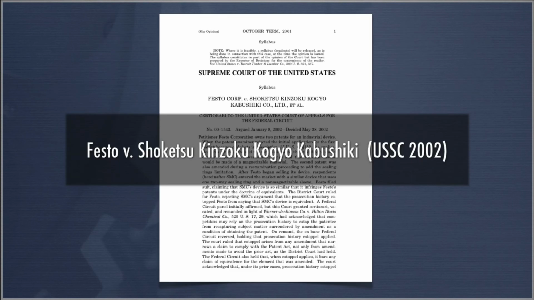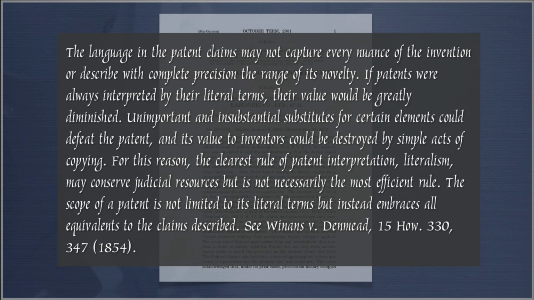The Festo case tries to deal with the interaction between the Doctrine of Equivalents and prosecution history estoppel, right? And they say some interesting things. They say the language in the patent claims may not capture every nuance of the invention or describe with complete precision the range of its novelty. If patents were always interpreted by their literal terms, their value would be greatly diminished. Unimportant and insubstantial substitutes for certain elements could defeat the patent, and its value to inventors would be destroyed by simple acts of copying. For this reason, the clearest rule of patent interpretation, literalism, may conserve judicial resources, but is not necessarily the most efficient rule.